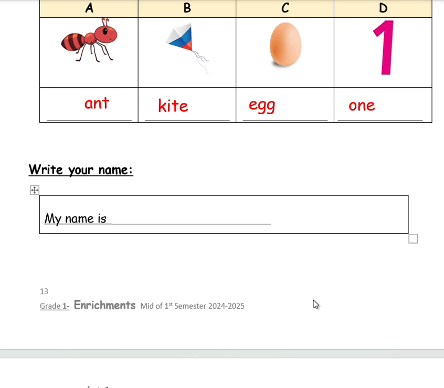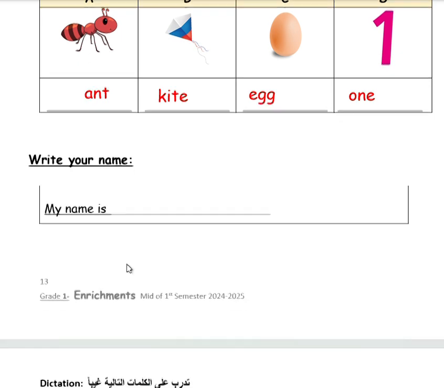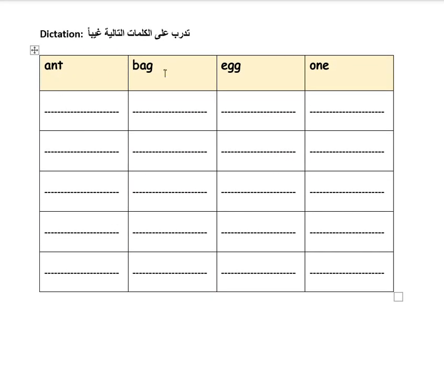Now we come to the last question, which is about writing your name. It says here, write your name. So you have to write only your first name. My name is, then you write your name here. Only the first name. At the end, you have to practice writing these words, so maybe you will be able to write them by heart.